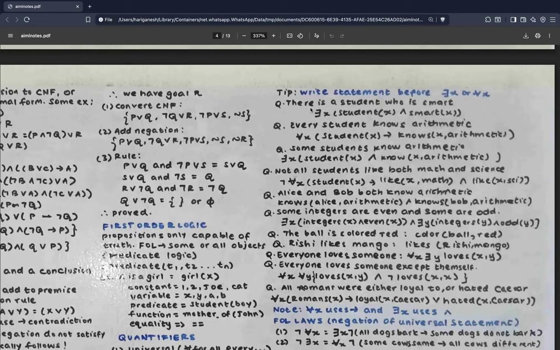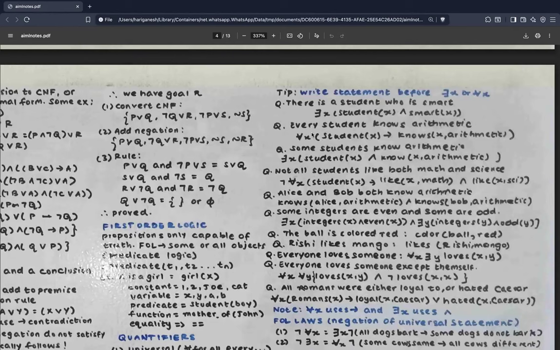So the first question is, there is a student who is smart. For all X, where a student, well, there's a student who is smart. So when there is a student, they are smart. So student is smart. Every student knows arithmetic. Oh wait, no, that is not. Yeah, here you see that it's some, it's not all. So if you are a student, then you are smart. So the and is used here instead of an arrow. That is because it is an existential quantifier.